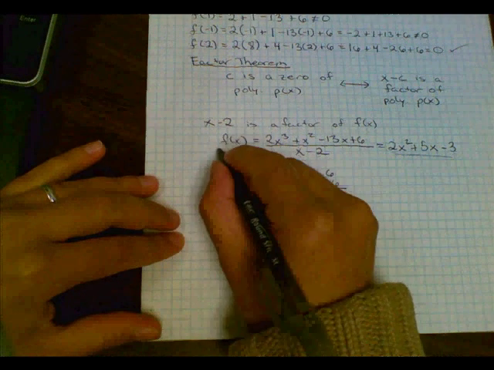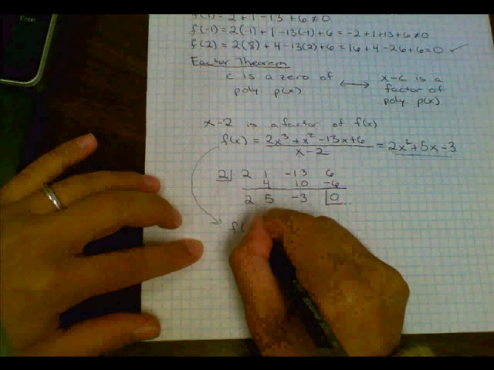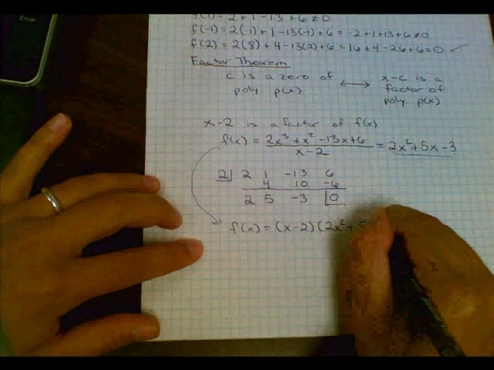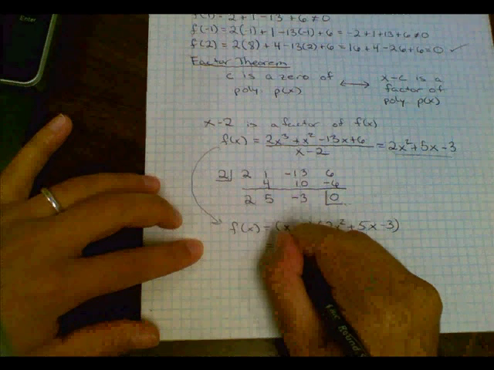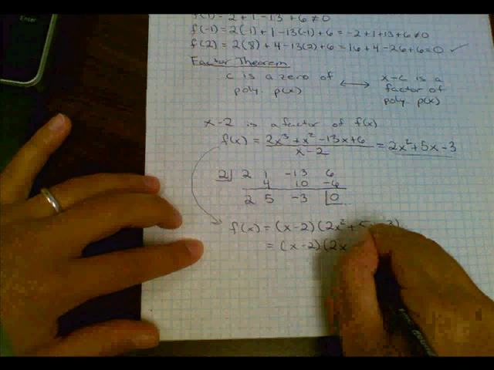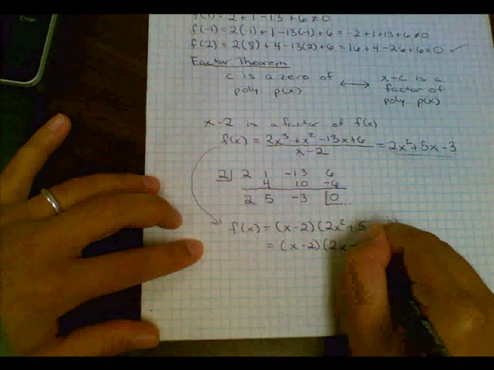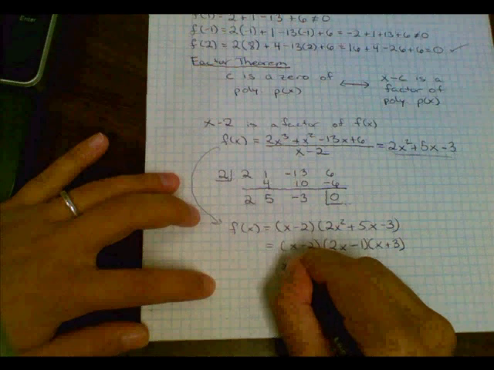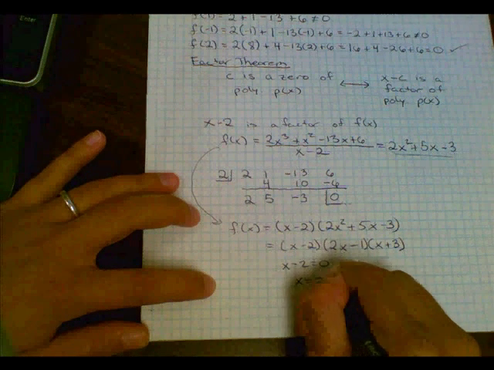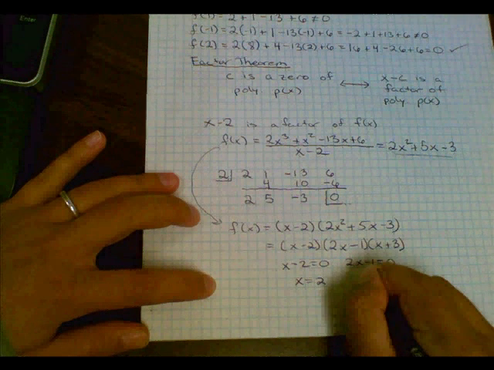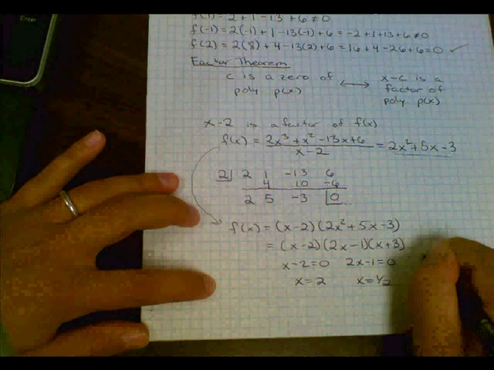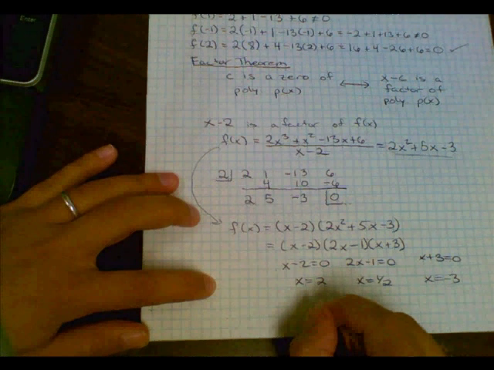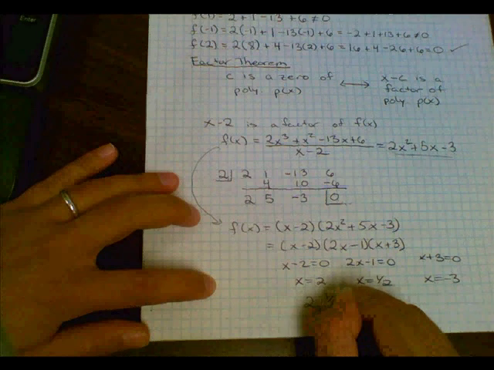Okay, so using this division here, we determined that if we factor out x minus 2, we're left with this, 2x squared plus 5x minus 3. Now if you remember your factoring, that can be factored as 2x minus 1, x plus 3. Now, setting each factor equal to 0, x minus 2 equals 0, then x equals 2. 2x minus 1 equals 0, then x equals 1/2. And x plus 3 equals 0, then x equals negative 3. So the zeros of the polynomial are 2, 1/2, and negative 3.